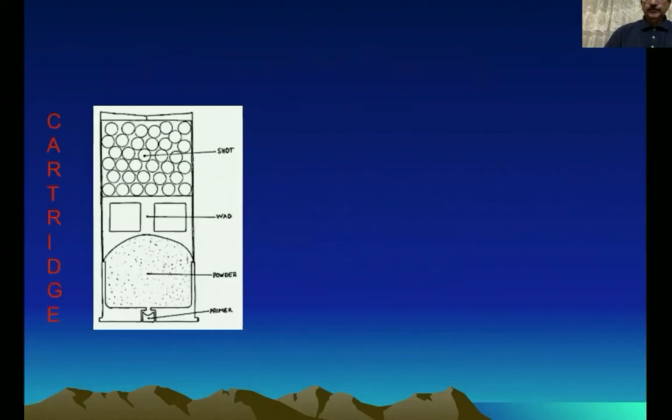So this is the design of a smoothbore cartridge, and at the base you can see the metallic base. There is a primer in the center, and on the front of it, there is main powder charge, main gunpowder. And there is a wad behind the pellets, and there is sometimes a wad in front of the pellets. So this is the diagrammatic representation of a design of a smoothbore cartridge.